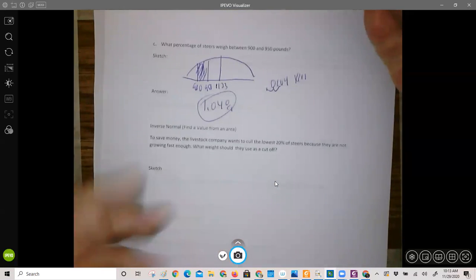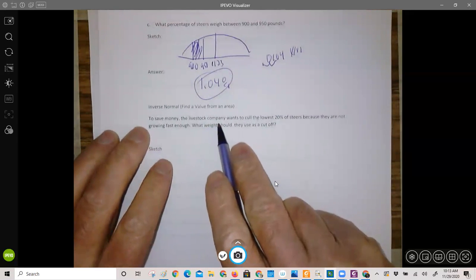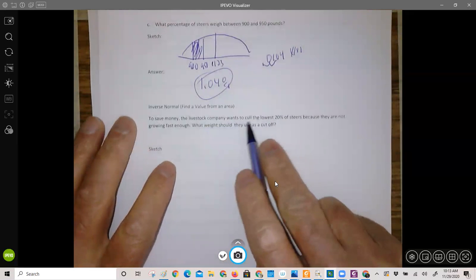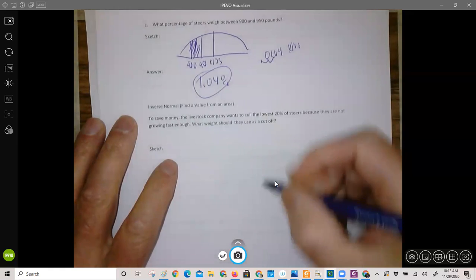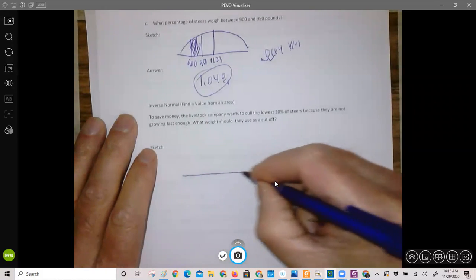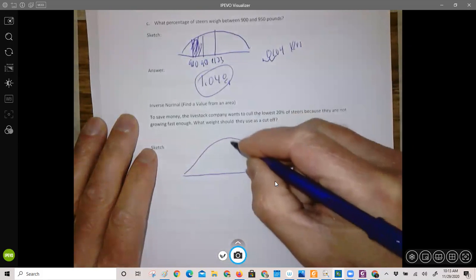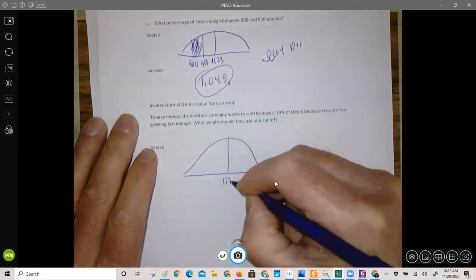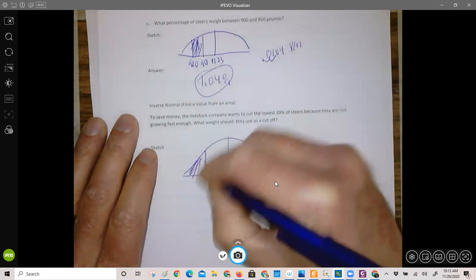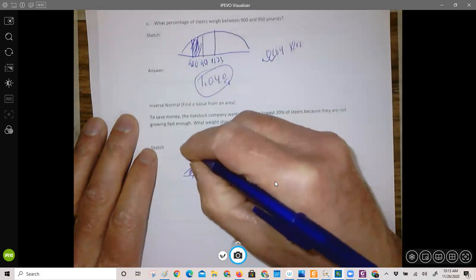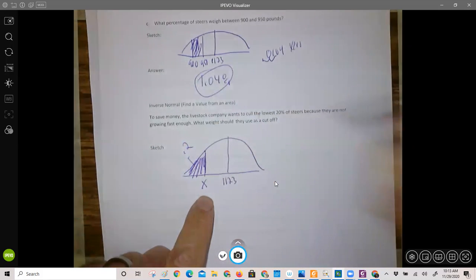Now, the next thing is a little different, and I hope you notice this. To save money, the livestock company wants to cull the lowest. That means get rid of them, right? The lowest 20% of steers, because they're not growing fast enough. So what weight should they use as a cutoff? So I know the mean, if the mean's true, and they want me to cut off the bottom 20%. So this area here is 0.2. I want to find out what X cuts off that bottom 0.2.